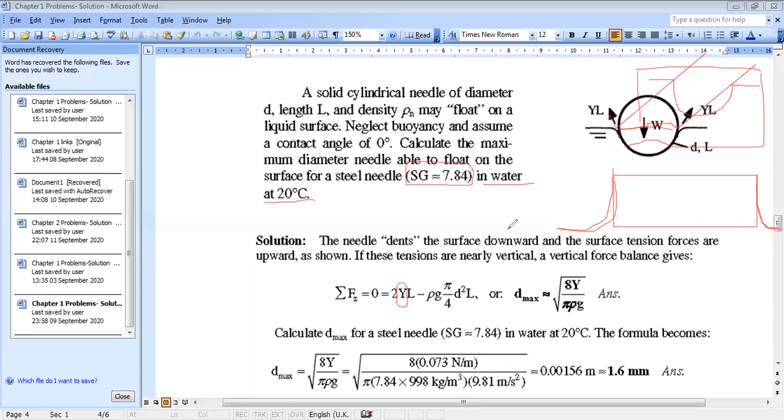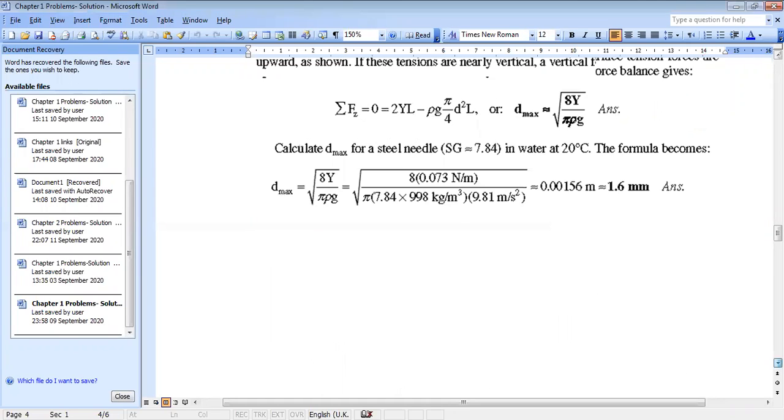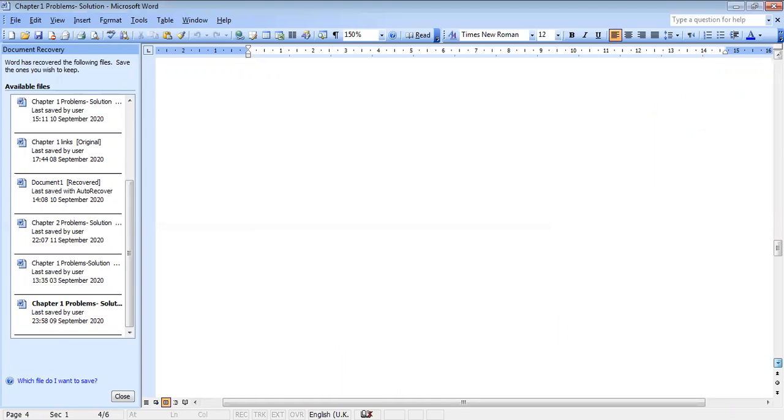Any other question on this problem? Doctor, can you just repeat the last point that you were saying because the internet was lagging?